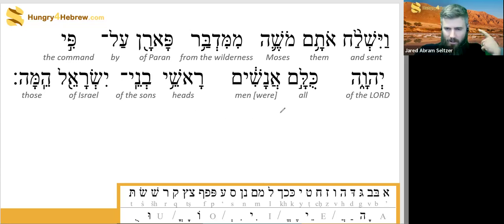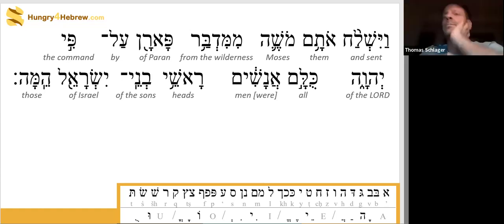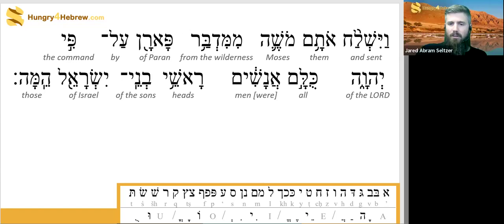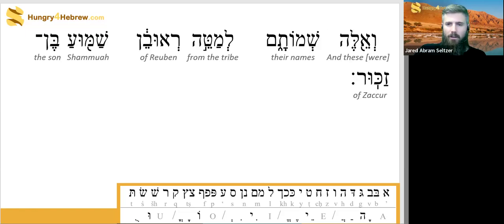All right, so this is just telling us more information about those men who are chosen to be the spies to go run reconnaissance. Moses sent them. They were all heads of the sons of Israel. So heads of the sons of Israel is referring to leaders of the tribes, as we just read in the preceding verse. A little itty bitty verse.